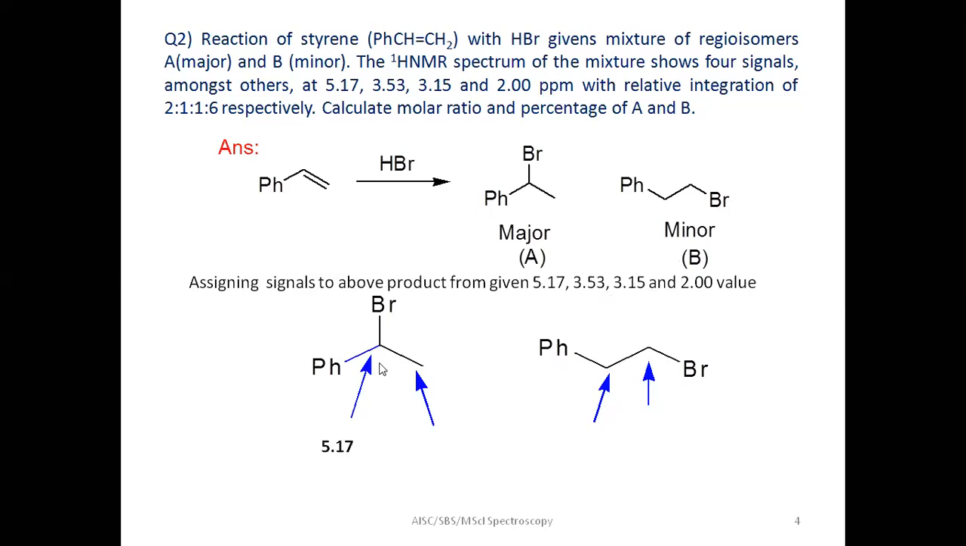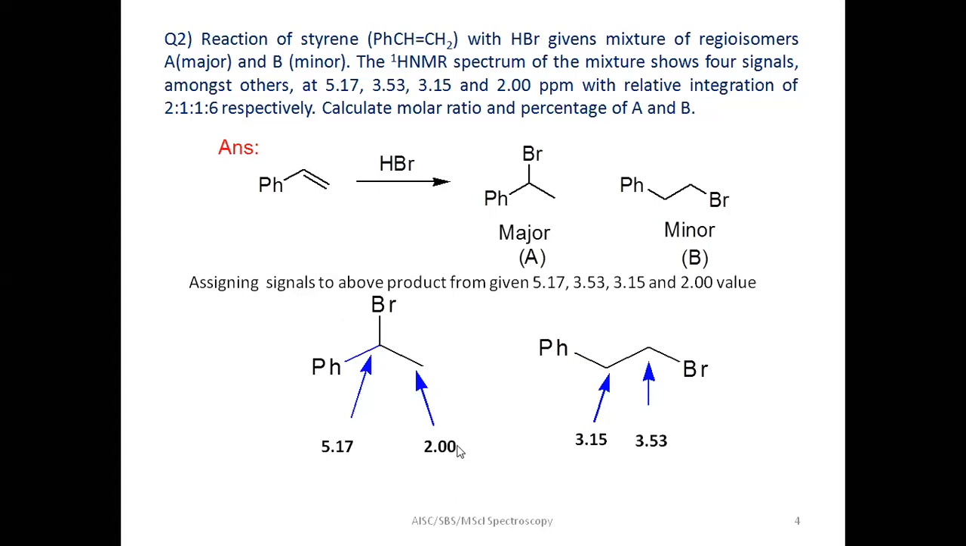So first is delta 5.17 due to Br and Ph. Then 2 delta is the lowest one. Then 3.15, and this one is 3.53 because of bromine.